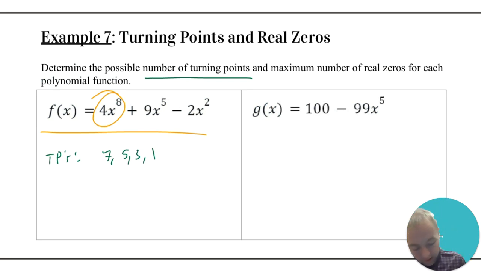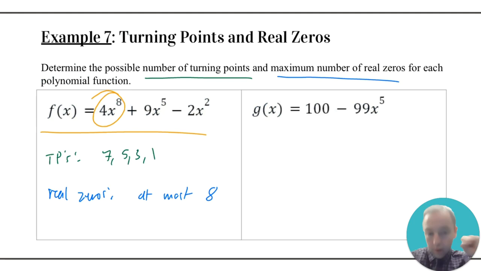Okay? And then in terms of the maximum number of real zeros, because the degree of this polynomial is 8, it can have at most 8 distinct real zeros. Okay, so then it might have 7 or 6, 5, 4, 3, 2, 1, and it could also possibly have no real zeros as well because it's got an even degree. But we're just asked for the maximum, so at most 8.